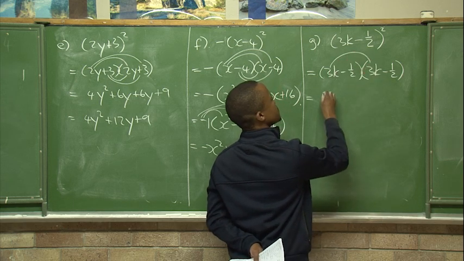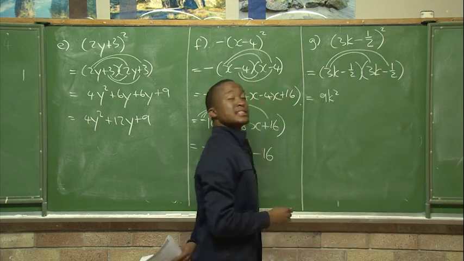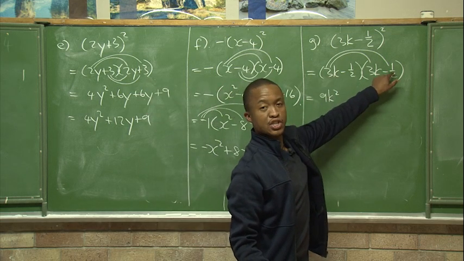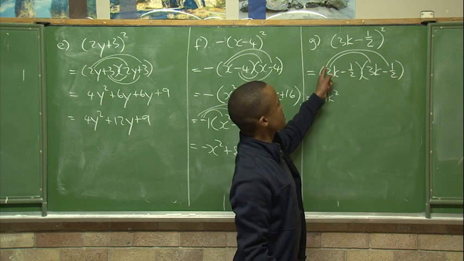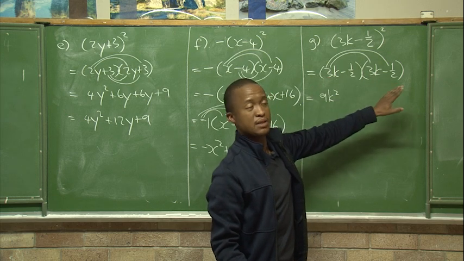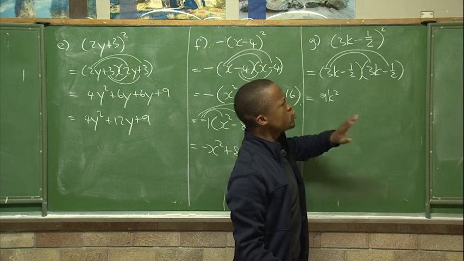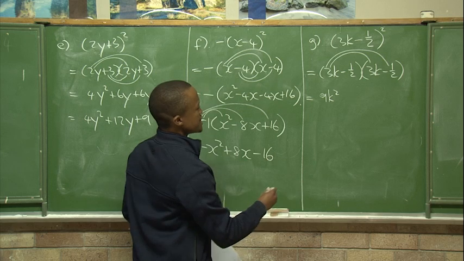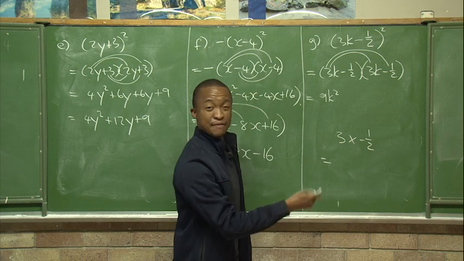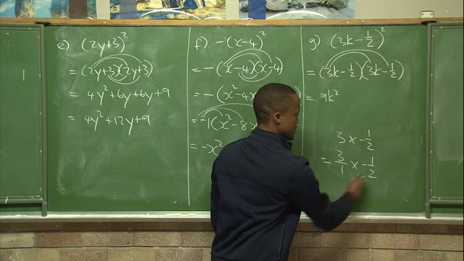So 3k multiplied by 3k will give us 9k squared. 3k multiplied by -1/2. So notice that you're multiplying a factor with a fraction. And how do we do that? Because 3 is the numerical coefficient, multiply the numbers and then the variable comes after. So this is what happens. We have 3 multiplied by -1/2. How do you multiply 3 with -1/2? 3 can be written as a fraction as 3 over 1. We still have the fraction here of -1/2.